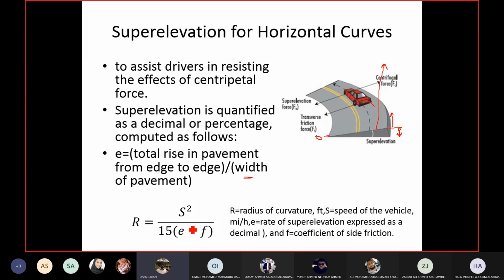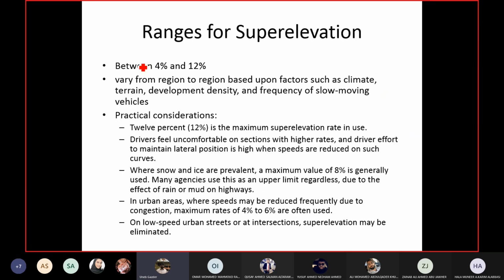Okay, so this is the equation. Once you divide the difference of elevation by the width, you will have the answer in decimals, and then you multiply by 100 to convert it to a percentage as well. Okay, both are acceptable. Normal super elevation is between 4 to 12%.